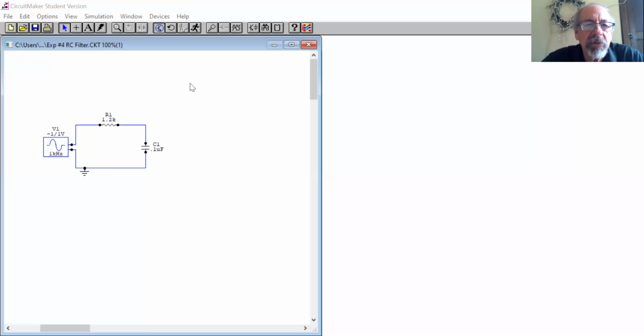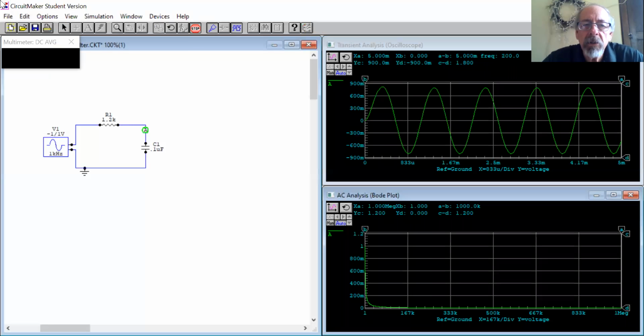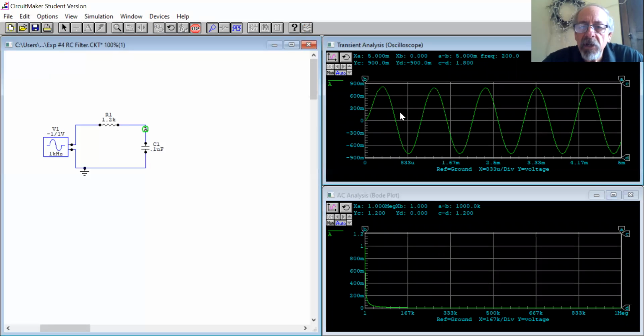So what I'll do now is hit the running man here and actually simulate the circuit. What you see is we don't need the multimeter, get rid of that. We're going to look at point A, which is across the capacitor to ground. We have an oscilloscope display, and we have this display down here, the Bode plot. I'll activate the Bode plot, and you might see the banner gets a little bit darker here.